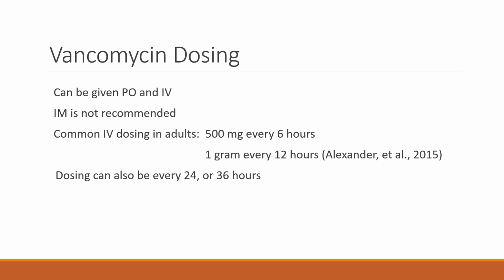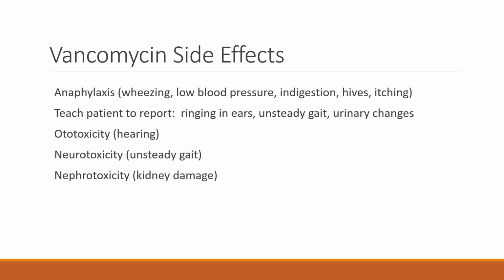So let's talk about vancomycin dosing. As I said earlier, we can give it IV and PO. IM is not recommended. I would imagine it would probably hurt. Some common IV dosing in adults is 500 milligrams every 6 hours, 1 gram every 12 hours, and we know in home care we can see things every 24 hours, and then sometimes we've even seen dosing every 36 hours. Those are tricky.